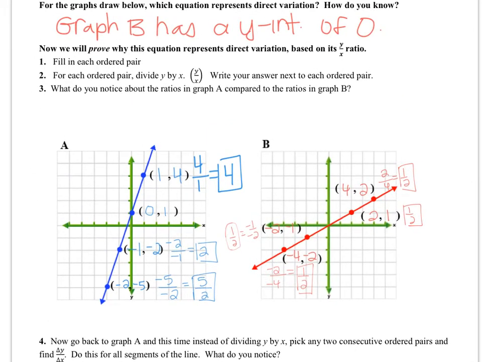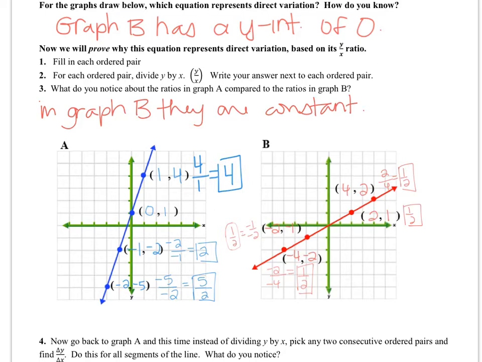So if we look at question 3, it says, what do you notice about the ratios in graph A? These are my ratios right here, compared to the ratios in graph B. And so hopefully what you're noticing is that in graph B, they are constant, meaning they're the same every time. A was different every time.